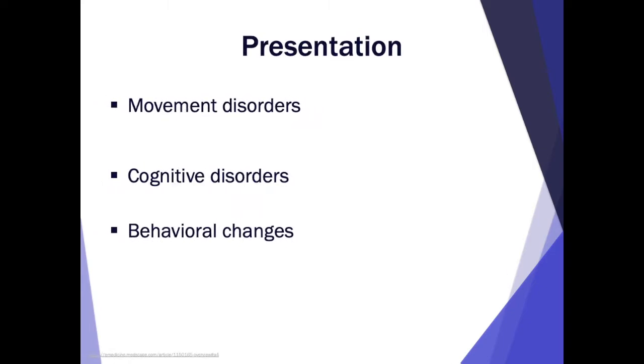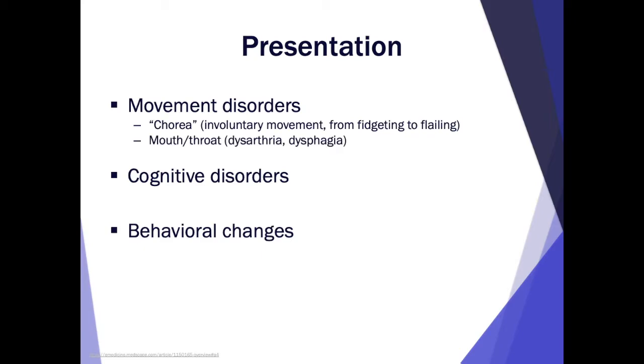So first of all, in the movement disorders we have chorea, which comes from the Greek word to dance, as in choreography. So chorea is basically any involuntary movement from fidgeting to flailing towards the end stages of the disease. Something else that's quite common is problems around the mouth and the throat, usually resulting in dysarthria or difficulty speaking, and dysphagia or difficulty swallowing.